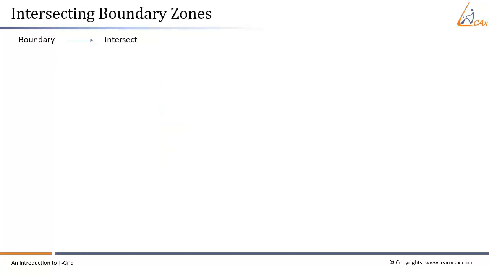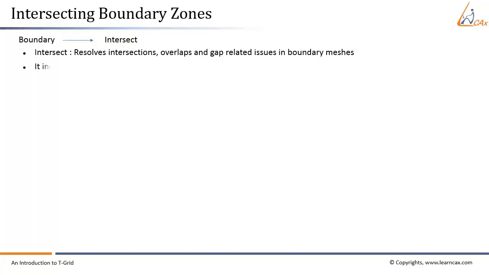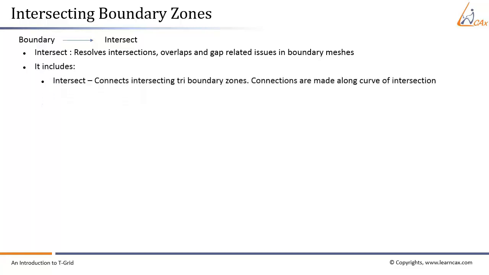As discussed in the previous slides, Intersect option resolves intersections, overlaps, and gap-related issues in boundary meshes. Go to Boundary and then Intersect. It includes three basic operations, that is, intersect, join, and stitch. Intersect. It connects intersecting tri-boundary zones.